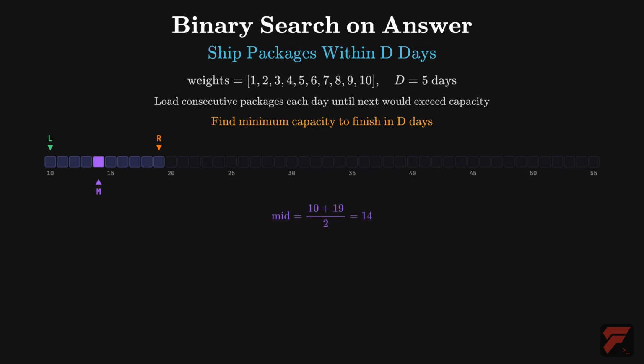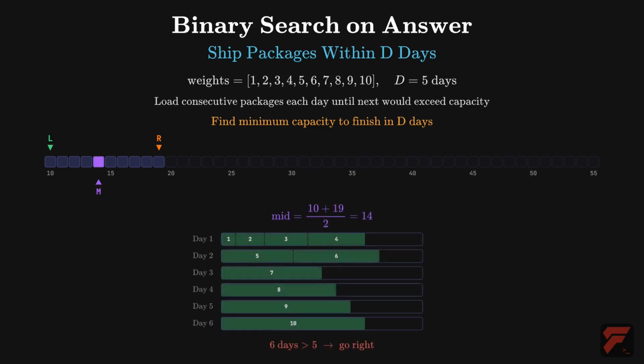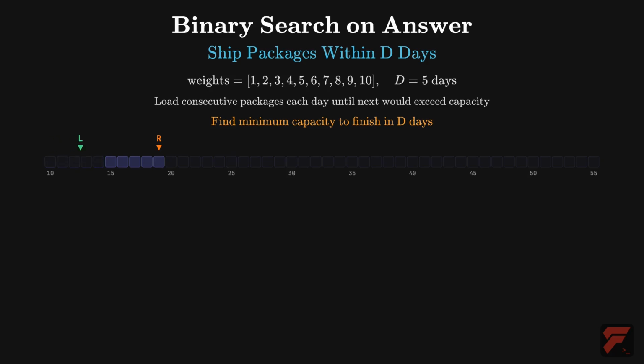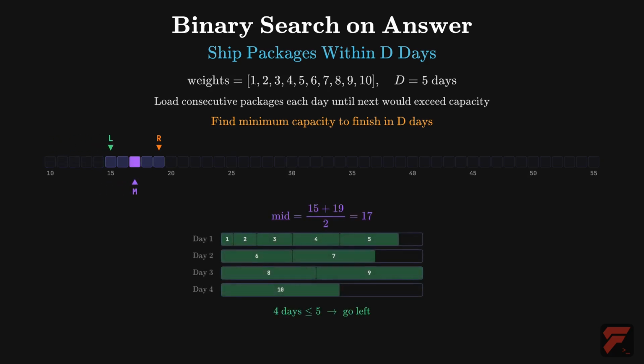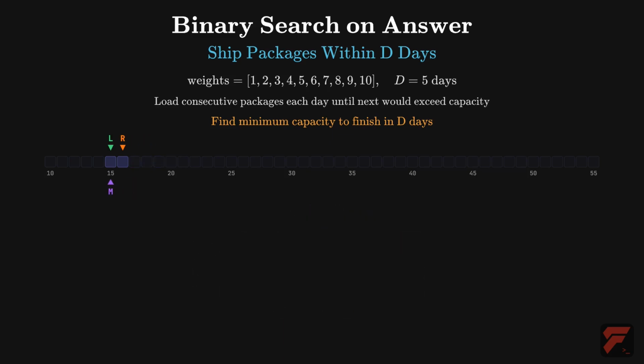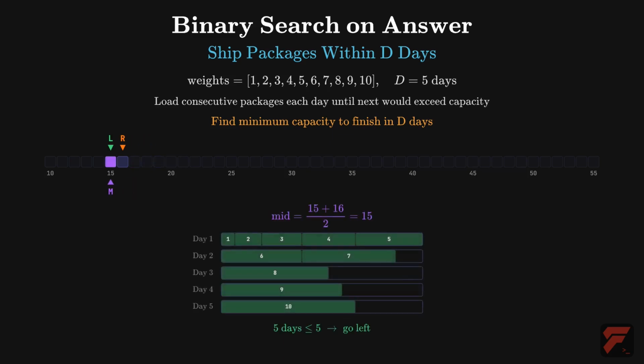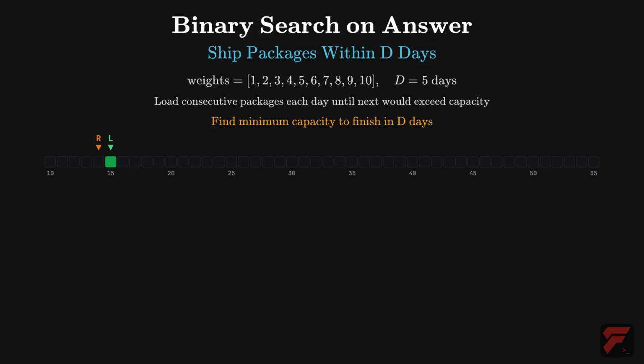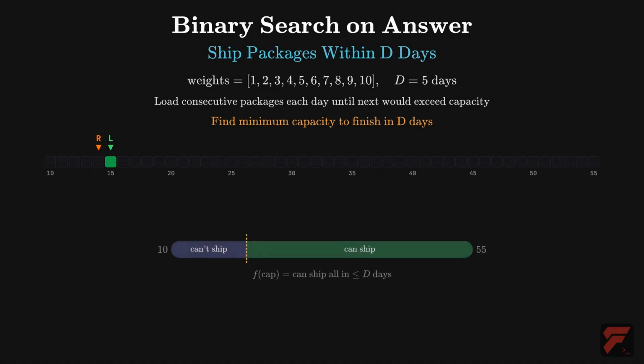Mid 14, 6 days, too many, go right. Mid 17, 4 days, feasible, go left. Mid 15, 5 days exactly, feasible, go left. L is greater than R, converge. Minimum capacity 15. Same pattern. L lands on the boundary, answer 15.